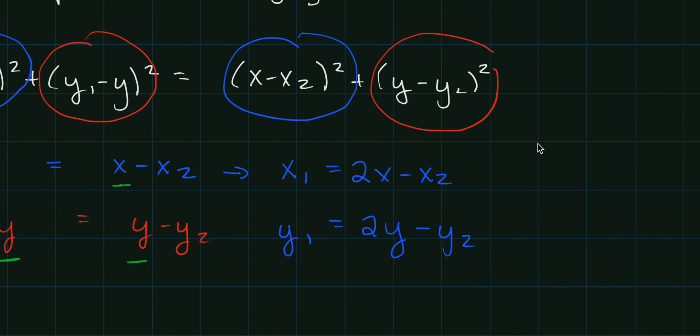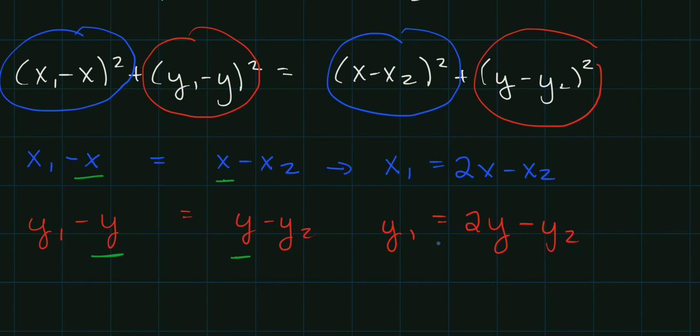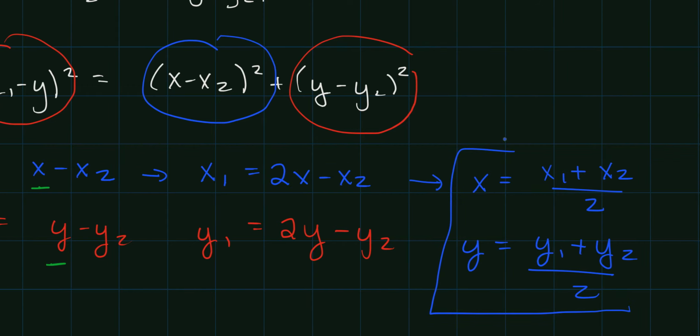So my next step, let me put this in red because the y's were in red. Now solve for y. So I'm going to move this y2 to the other side. I'm going to move this x2 to the other side. And then I'm going to divide by 2. So you'll see that you get x is equal to x1 plus x2 over 2, and y is equal to y1 plus y2 over 2. So this is the x and y that you need to find for your point C. So C is equal to x comma y.